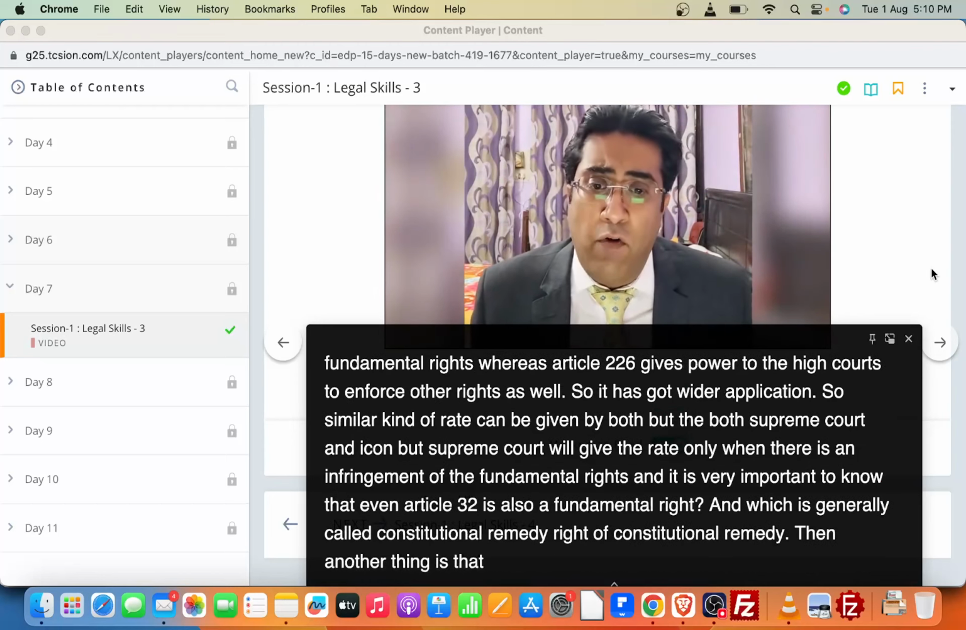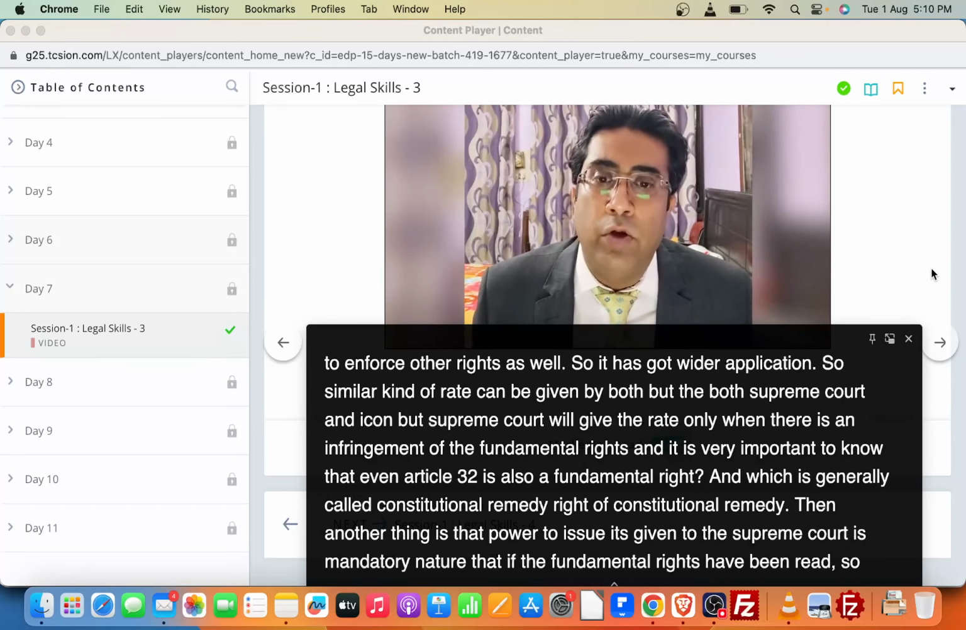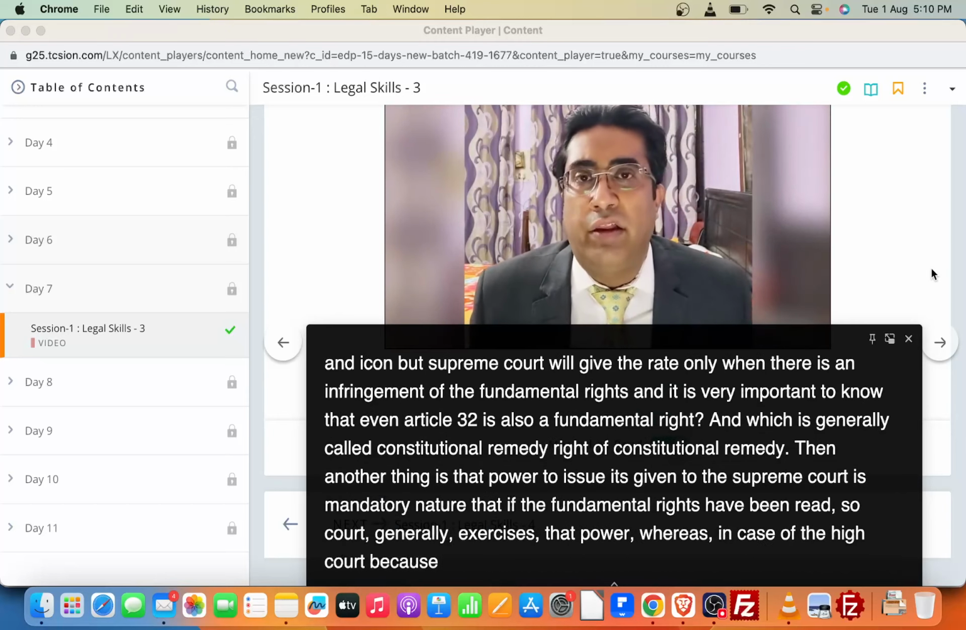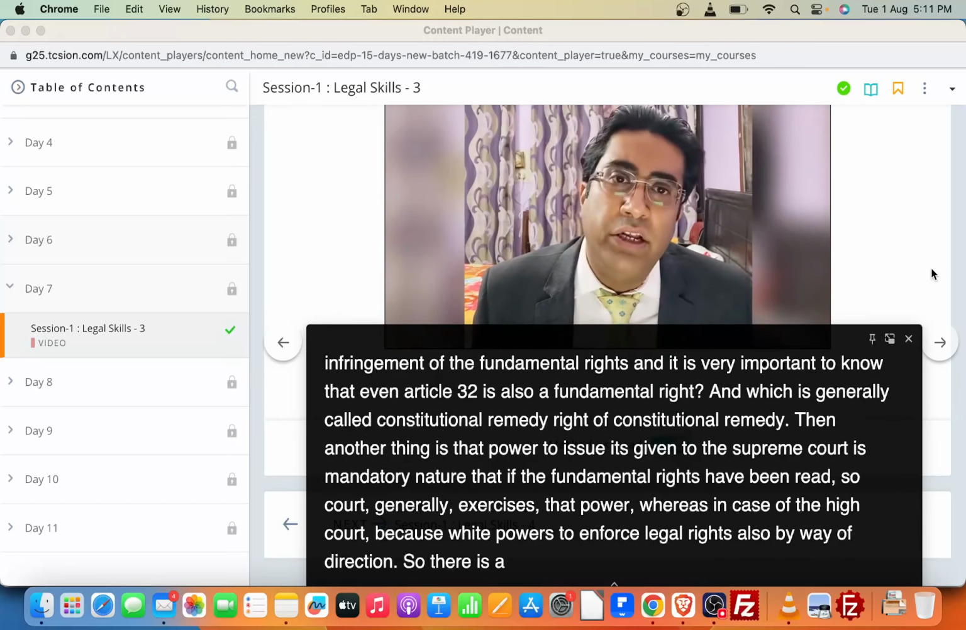Then another thing is that the power to issue writs given to the Supreme Court is mandatory in nature: if fundamental rights have been breached, the court generally exercises that power. Whereas in the case of the High Court, since it has wide powers to enforce legal rights also by way of writ jurisdiction, it is a discretionary remedy.